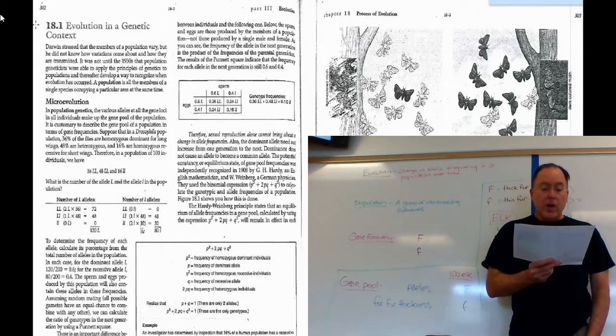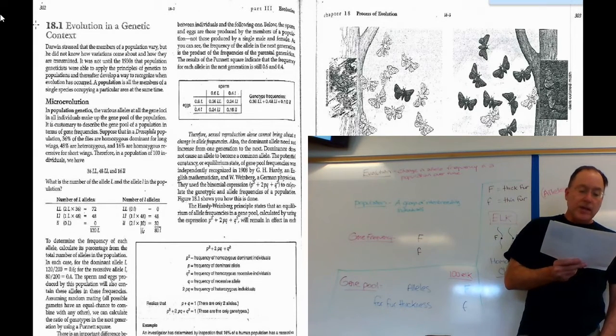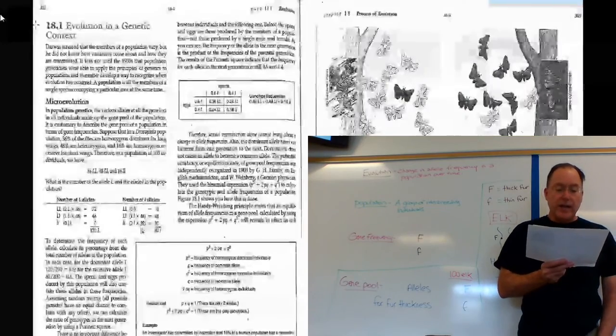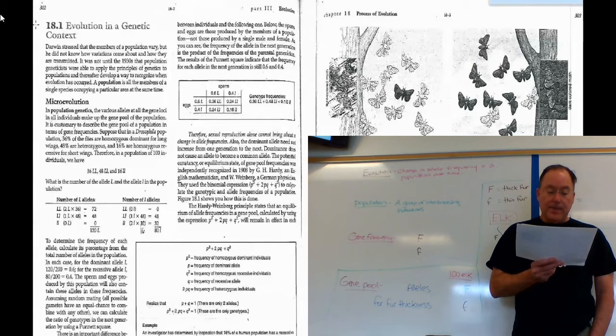Therefore, sexual reproduction alone cannot bring about a change in allele frequencies. Also, the dominant allele need not increase from one generation to the next. Dominance does not cause an allele to become a common allele.